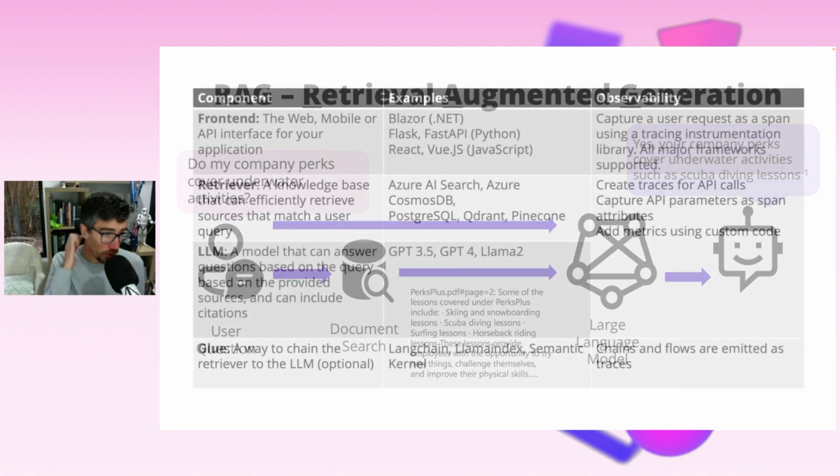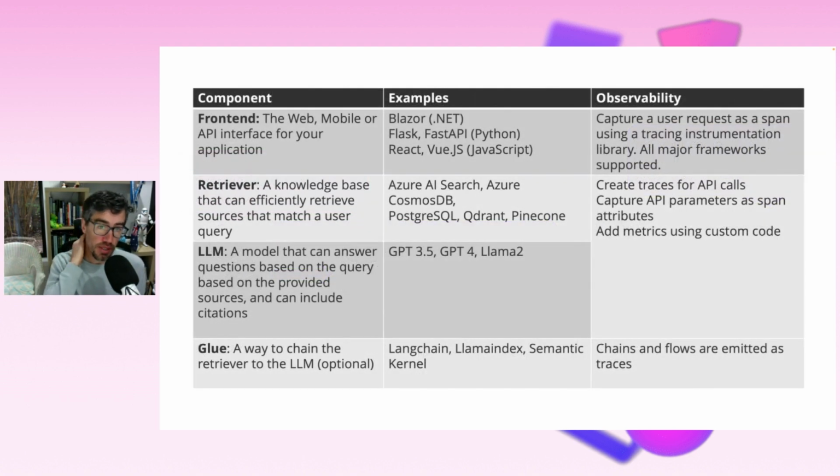So as an example, there's a whole bunch of different technologies that you could be using to combine together to make a RAG app. This particular one is using Blazor, Azure AI Search, GPT-4, and Semantic Kernel. But you could be using any number of combinations of different technologies in the front end, the retrieval mechanism, and the LLM. You could also be using a small language model if you're running things within a private environment, or what I've categorized as the glue libraries.